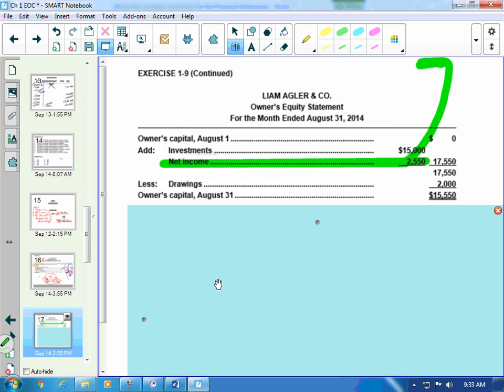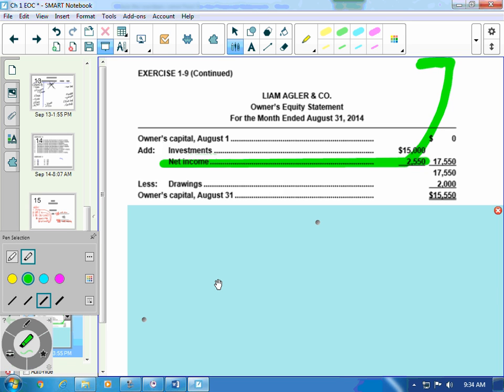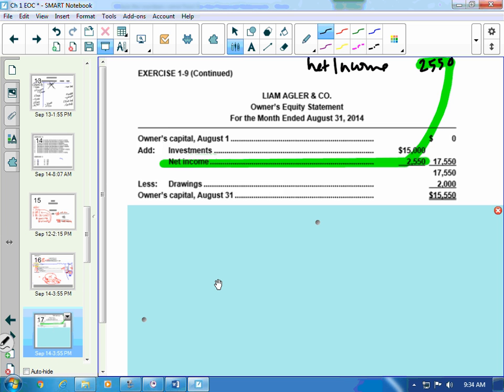So highlight where it said net income, 2550 on your owner's equity statement, and physically with your highlighter draw back up to the income statement where you originally had 2550 and it said net income. So you can see that connect from one to the next. We're going to do the same thing again when we talk about owner's equity, because right now the owner's capital is $15,550 that we will use somewhere else.